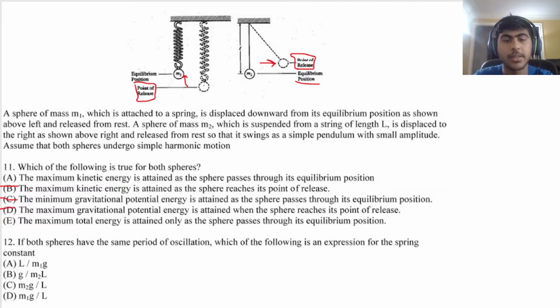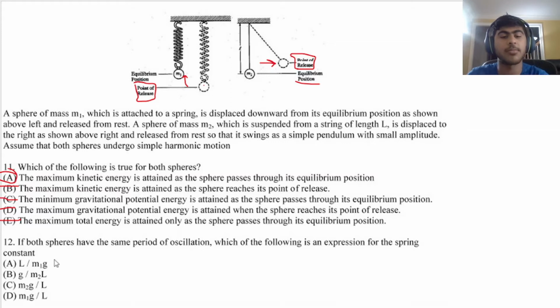And at E, the maximum total energy is attained only as the sphere passes its equilibrium position. That is, of course, wrong. As we know, energy is conserved throughout the entire period of simple harmonic motion. So there's never any change of energy, so it'll always be at the maximum energy. All four of those are wrong, and our answer is A.